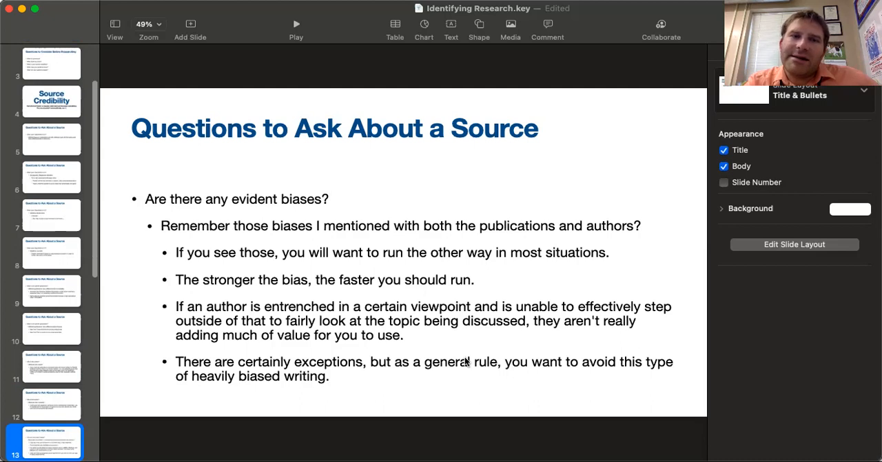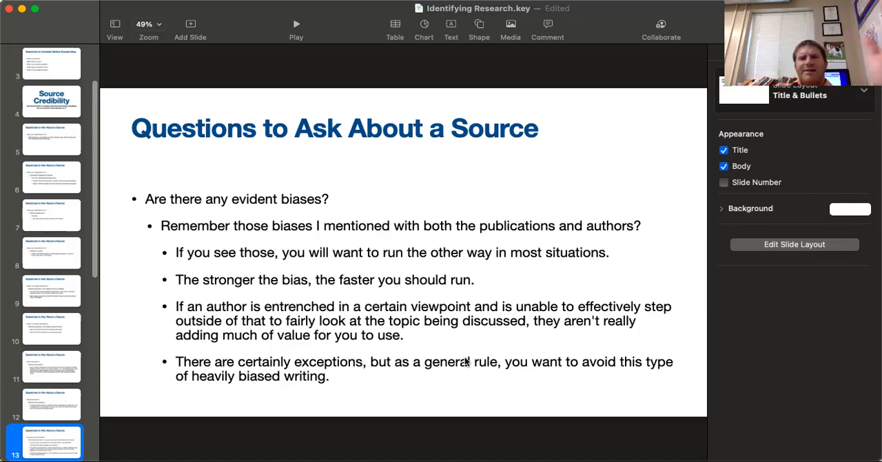Are there any evident biases? Remember those biases I mentioned with both publications and authors? If you see those, you want to run the other way in most situations. The stronger the bias, the faster you'll run. If an author is entrenched in a certain viewpoint, they won't be able to effectively step outside of that to fairly look at the topic being discussed. They really aren't adding much value.